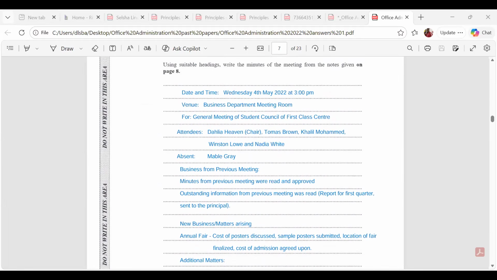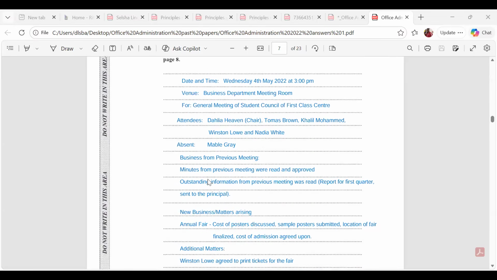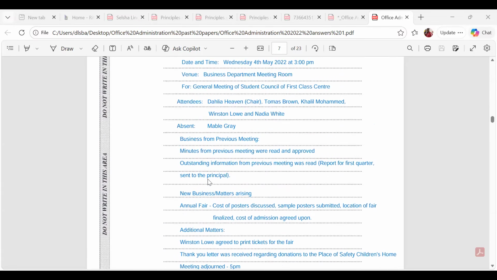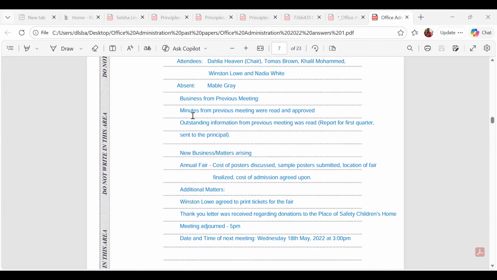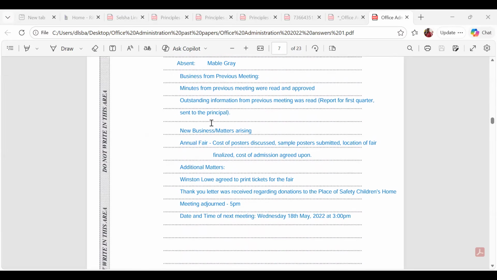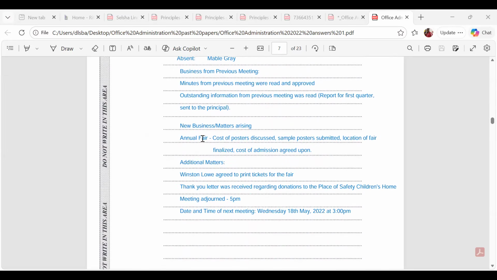Simple as that. The same information they give you here is what you write out here. Start off with the date and time of the meeting, the venue, who was meeting, who was present, who was missing, the business from the previous meeting, which would normally be the minutes from the last meeting, and then the matters arising would be what was discussed in this meeting. And then you put what time it completed or adjourned, and when the next meeting would be.